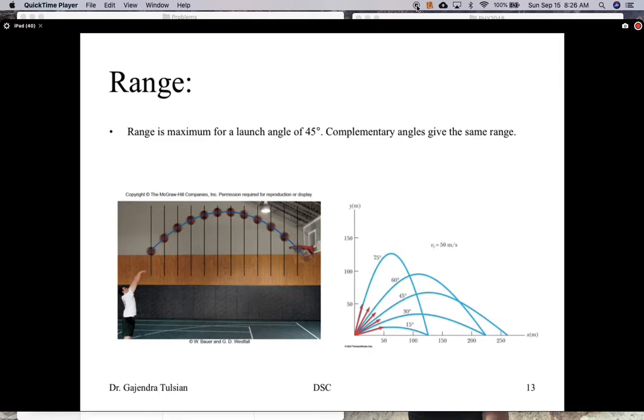So here is a projectile motion. You just learned that this basketball goes on a parabolic trajectory. Now, here's another thing. It turns out that the range of complementary angles, so the range of a 75-degree launch angle and a 15-degree launch angle, are the same. The range for a 60-degree launch and a 30-degree launch are the same. So complementary angles will have the same range.